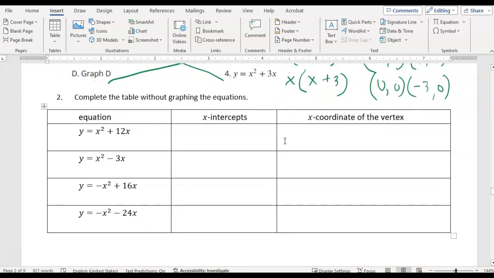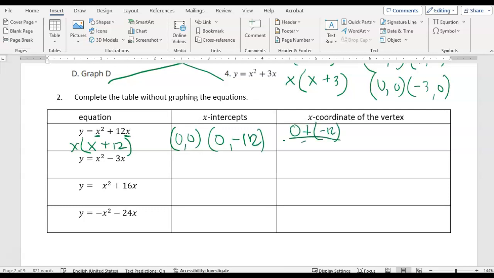All right, now here again, we're going to need to factor to do this. The thing that all of these have in common is that x. So we're going to factor out the x. What's left is x plus 12. That means my x-intercepts will be 0, 0, because we'll set this to 0 and we'll set this to 0, and 0, negative 12. And then the x-coordinate of the vertex is between those two, right? So 0 plus negative 12 divided by 2 gives me negative 6. So that's the x-coordinate of the vertex.